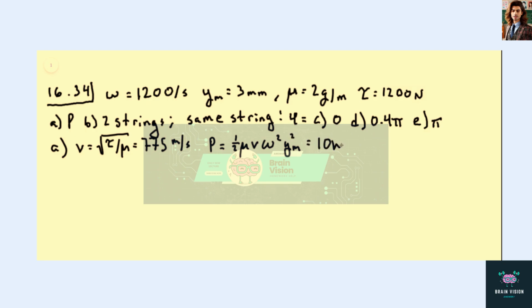So this is 10 watts in our first case. In the second case, we don't have any sort of superposition going on. We've just added another string with one of these waves on it. So that's just going to double the power.